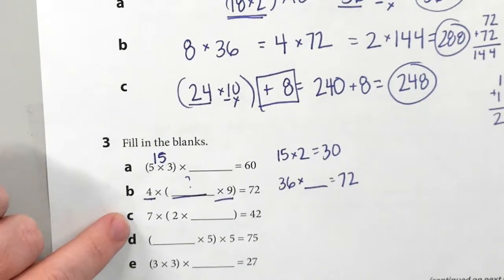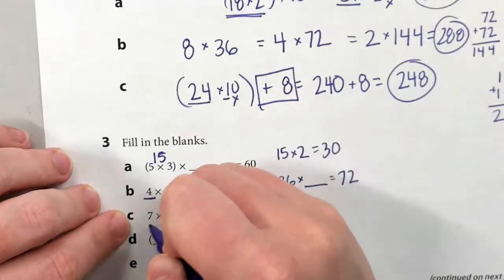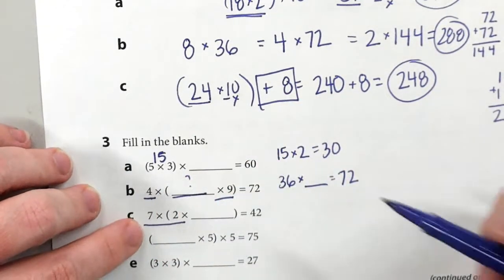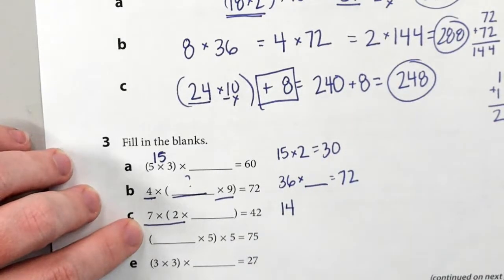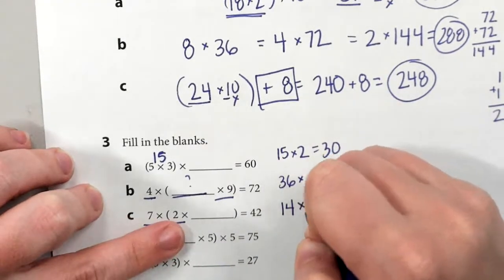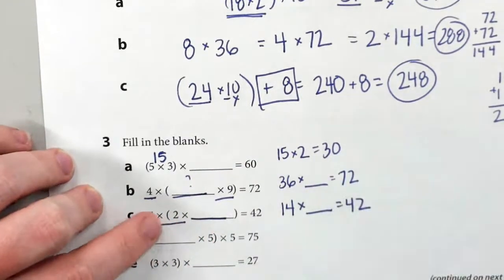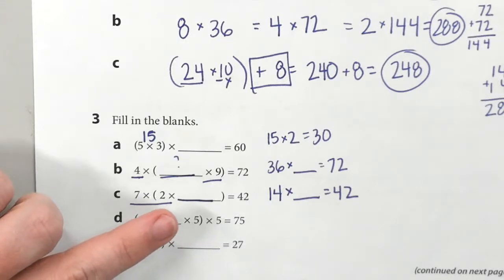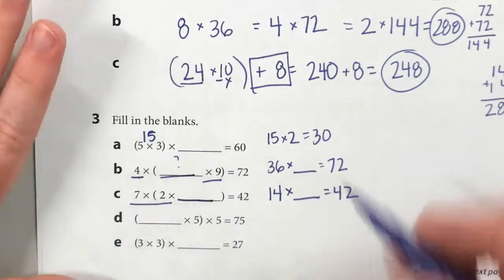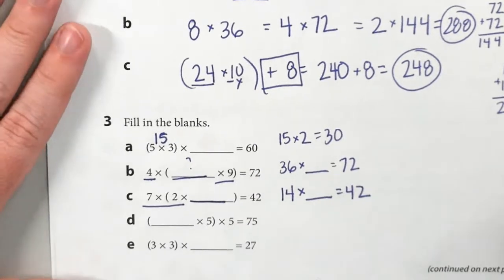Okay, letter C. 7 times 2 times something equals 42. 7 times 2 is what? 14. So our new problem is 14 times what equals 42? So to solve this, think to yourself, how many 14s do I have to add together to get to 42? Come up with your answer and write it in the blank.